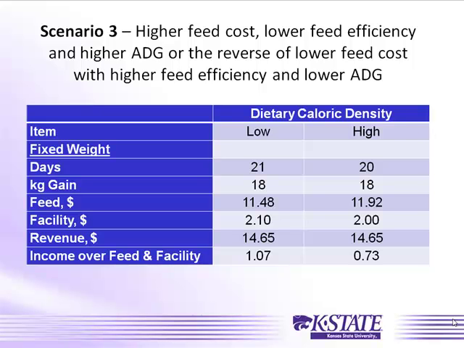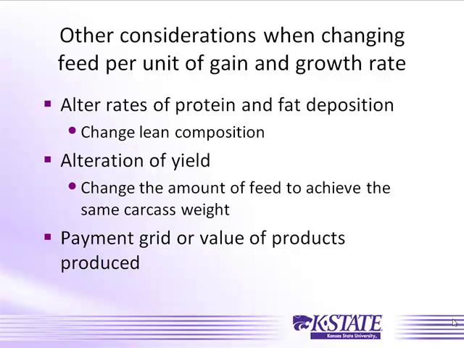So those are the economic numbers. Other considerations can get into valuing the rates of protein and fat deposition. We talked about residual feed intake and changing carcass composition and back fat, and how you get paid. Or does it really matter? Like the new Smithfield grid that doesn't have any lean in it. You know, is there some economic value there? Or alteration of yield.